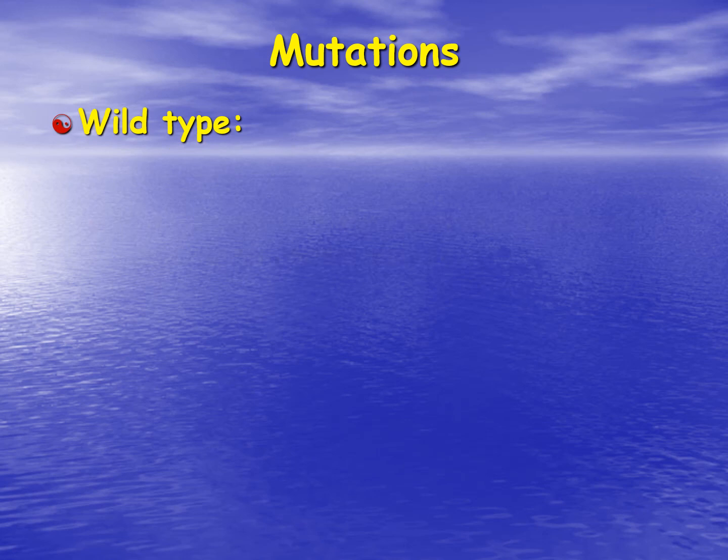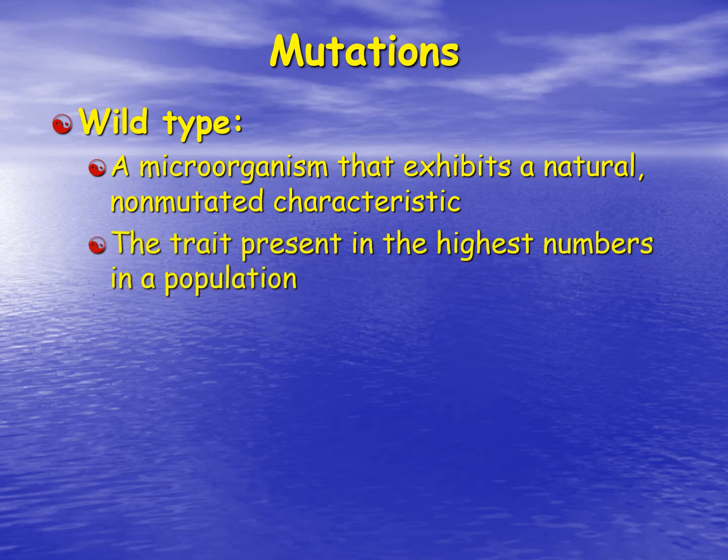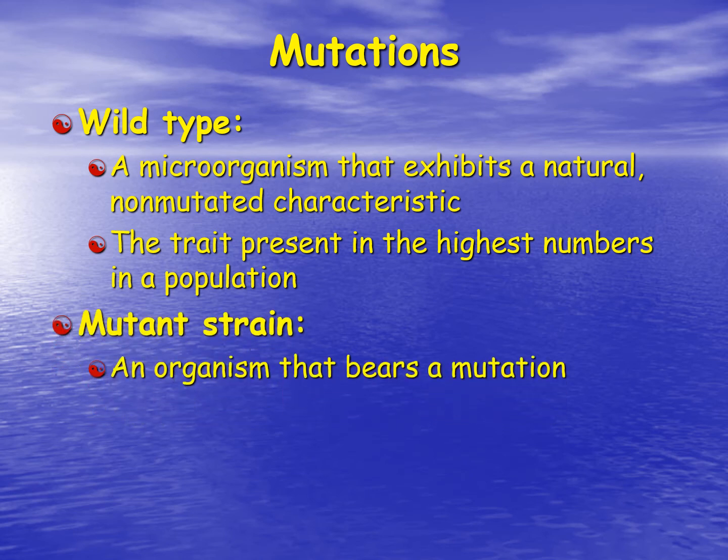Wild type of bacteria or organisms exhibit a natural or non-mutated characteristic, and this will be the majority of that organism that's found in nature or in the wild. The trait is present in highest numbers within that population. A mutant strain is any organism that bears a mutation.